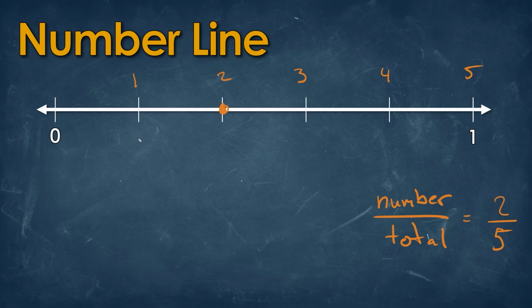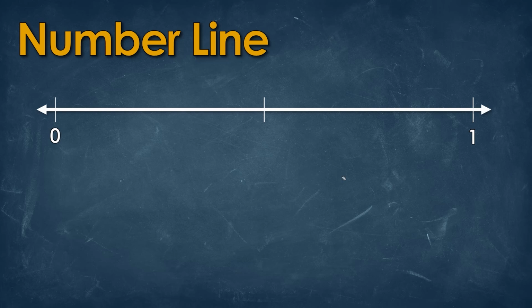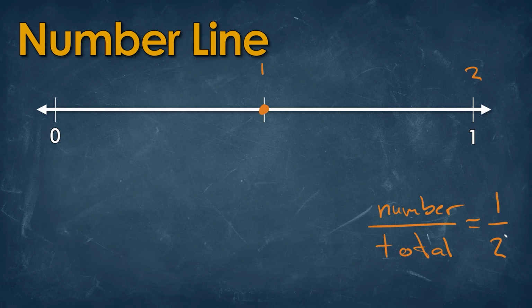But depending on how many actual lines or tick marks we have on our number line will dictate where the total amount of parts are. So let's take a look at this one. Say we want to put a dot right here. Well, we have 1, 2 parts, right? Because we have the number of parts divided by the total amount of parts. If the total is 1, 2, and we put our dot on 1, we know that we are looking at 1/2.